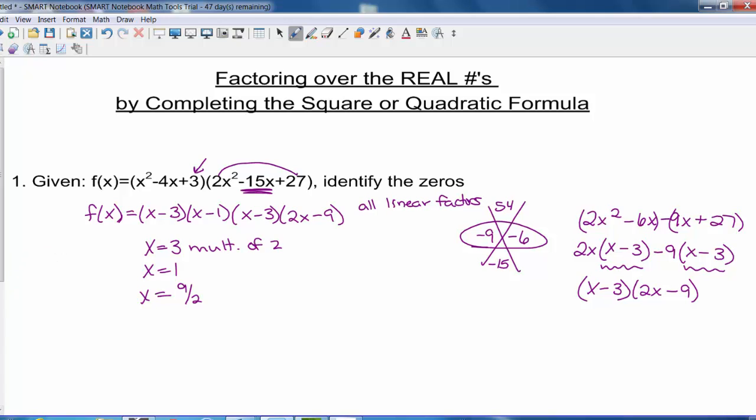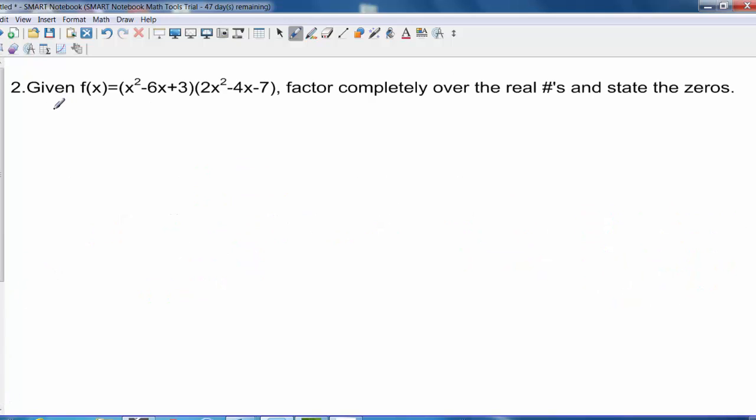Now, what happens if I were to give you another one that looks very similar? Given f of x equals x squared minus 6x plus 3 and 2x squared minus 4x minus 7, factor completely over the real numbers and state the zeros. So it looks very familiar. Okay, so why don't you pause and get that copy down and then we can start again.